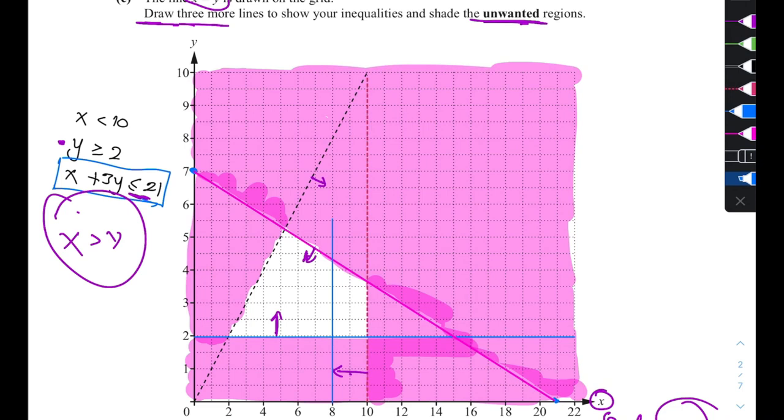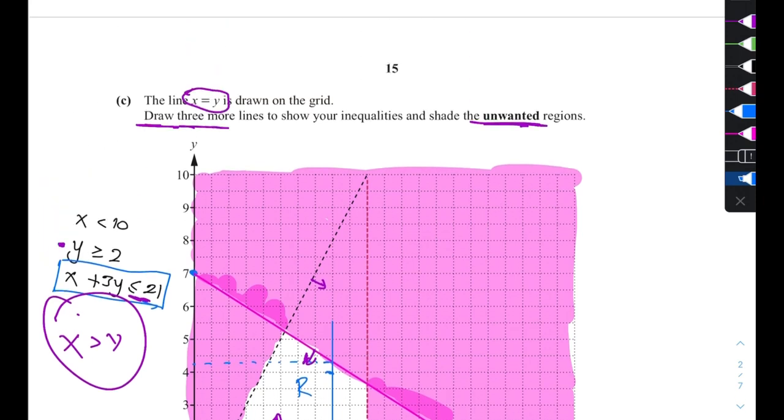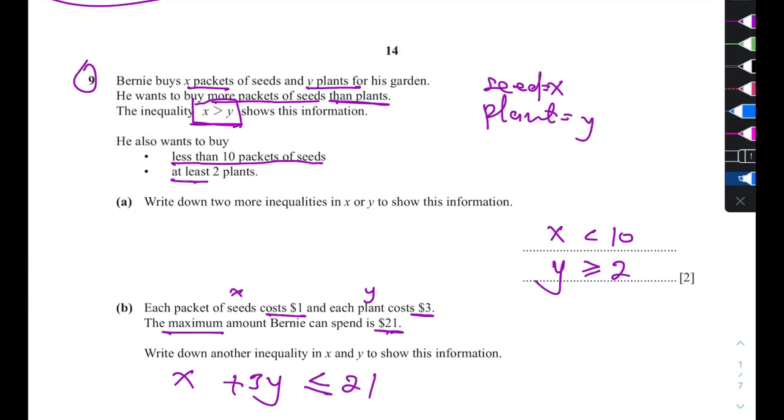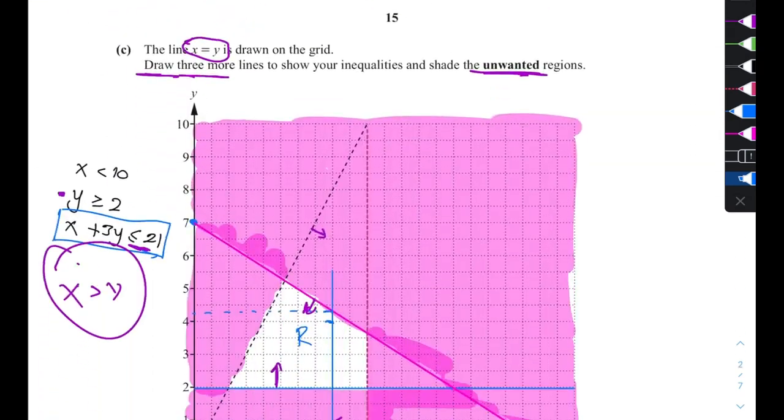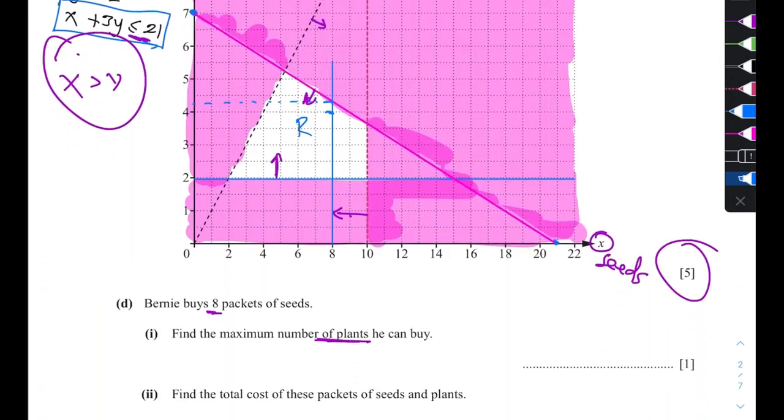Truth is, you get the maximum that you can get in this region R, okay? The maximum that you can get is this point, which is 4 point something. But remember that the discussion is about seed and plants. You can't get a decimal plant or a decimal seed. So you choose the highest whole number, and that is what is 4, all right? So your answer is 4.